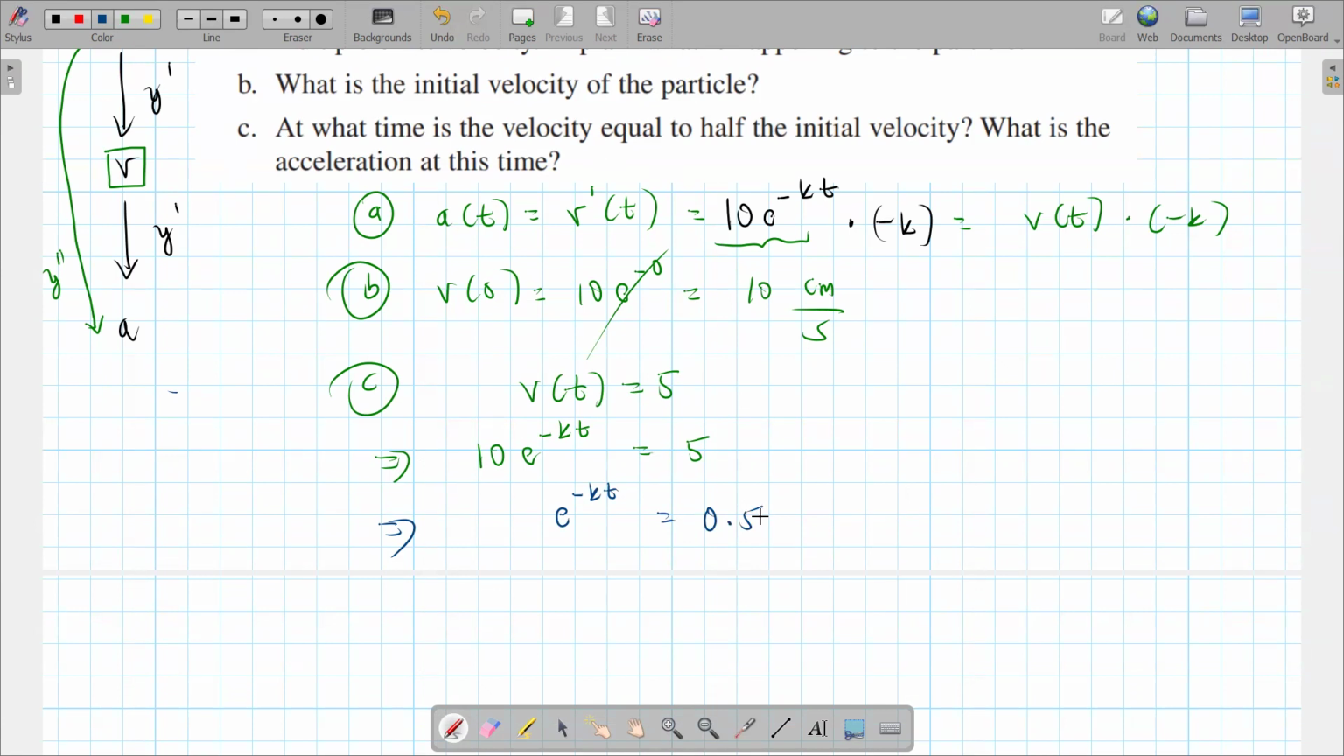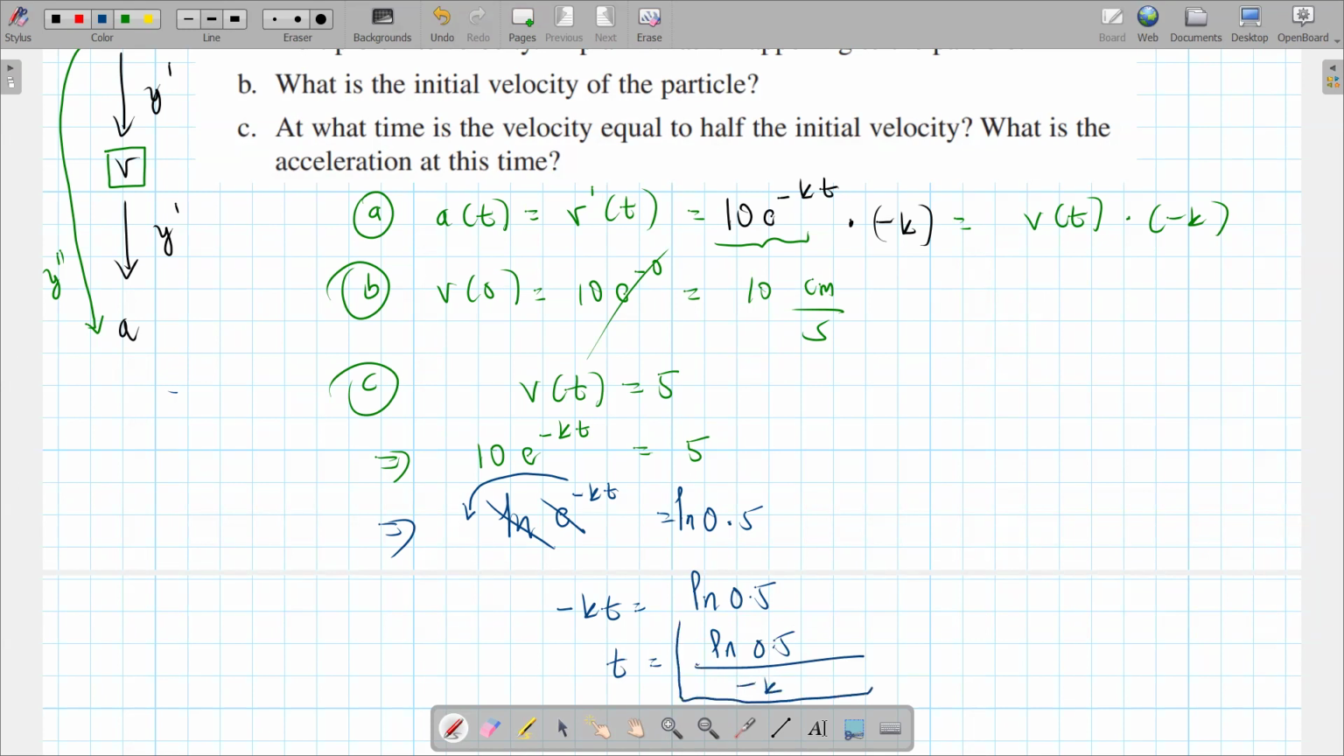What about the next step? How do you get rid of that e? You have to apply the inverse function on both sides. So you use ln on both sides. So ln of this is going to be equal to ln of that. These are inverse functions, and you're allowed to bring this down. So you get negative kt is equal to ln of 0.5. So your time is going to be ln of 0.5 over negative k, okay?